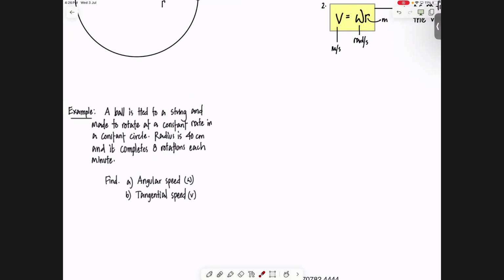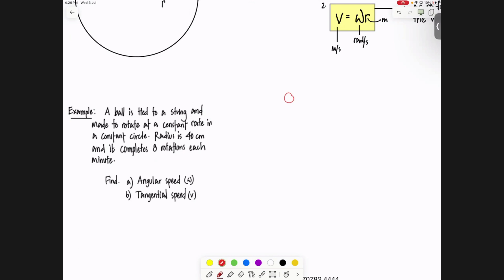Right, a ball is tied to a string and made to rotate at a constant rate in a constant circle. Constant rate, constant circle. Radius is 40 centimeter and it completes 8 rotations each minute. So let me give you a picture of what's happening.